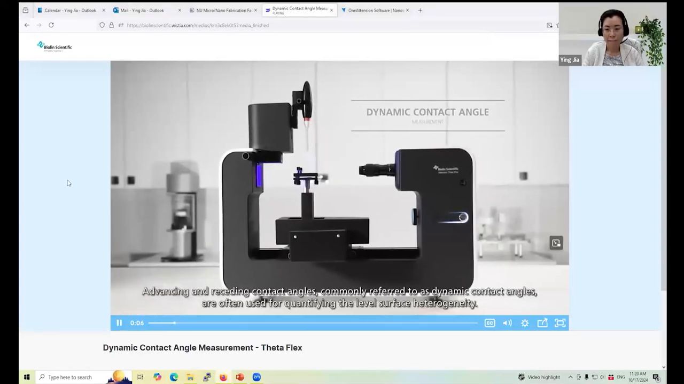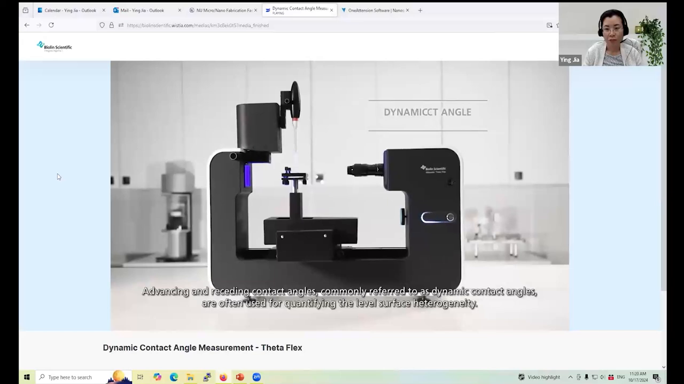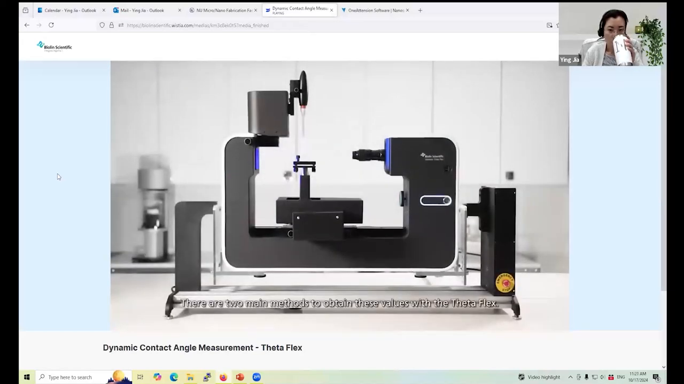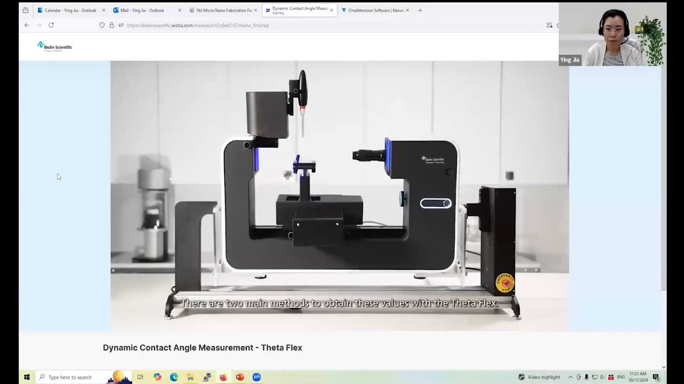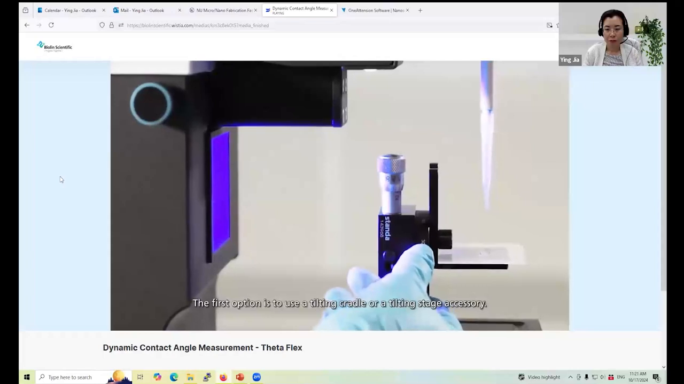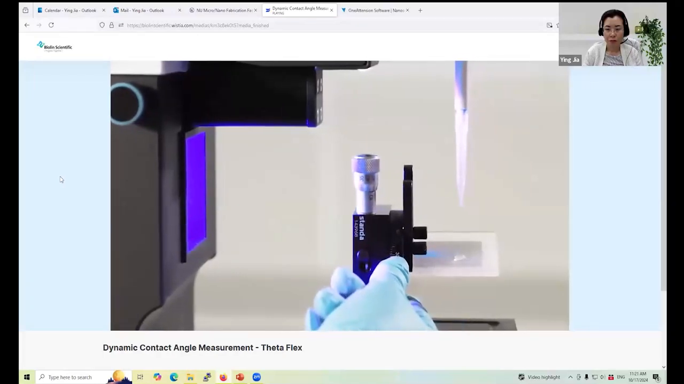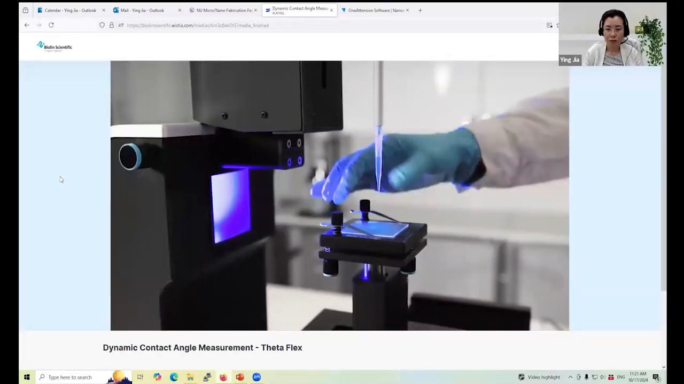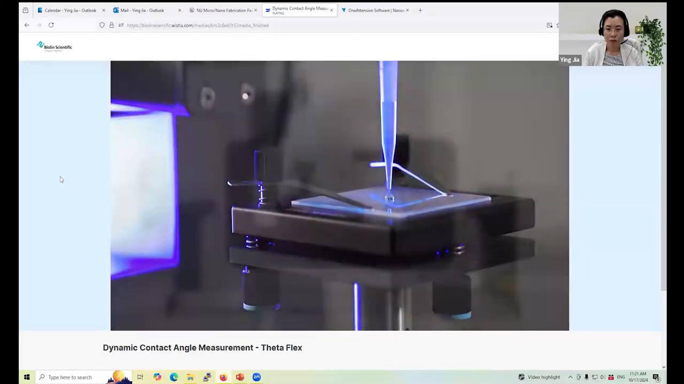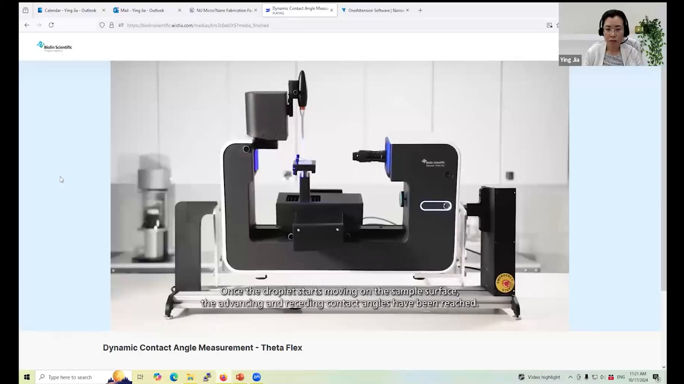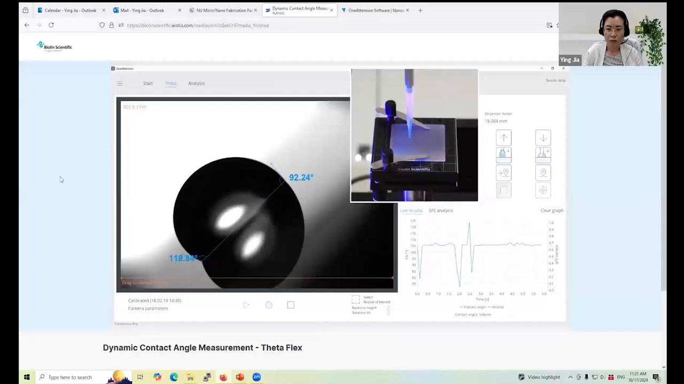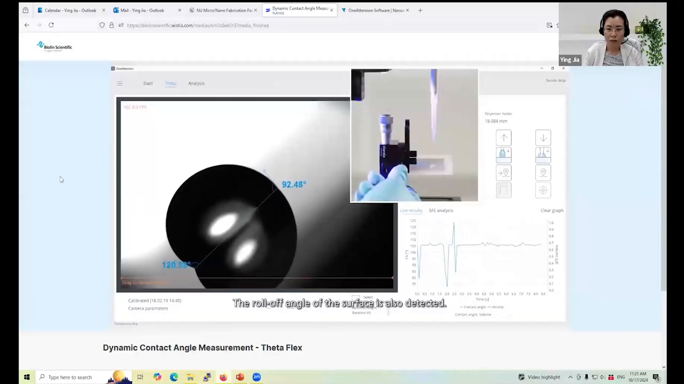Commonly referred to as dynamic contact angles, are often used for quantifying the level of surface heterogeneity. There are two main methods to obtain these values with ThetaFlex. The first option is to use a tilting paddle or a tilting stage accessory. A droplet is placed on the sample surface and tilting is started. Once the droplet starts moving on the sample surface, the advancing and receding contact angles have been reached. The roll-off angle of the surface is also detected.